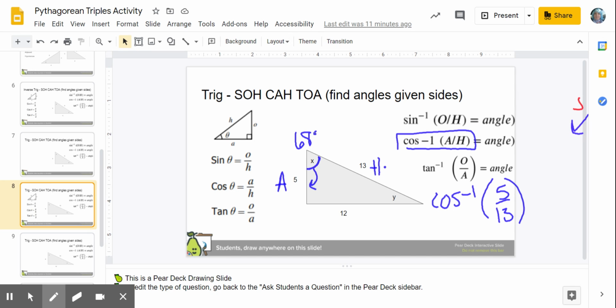Which angle is the 90-degree angle? What's it opposite? Where's the 90-degree angle? It's in the corner where the 5 and the 12 meet. And so what's angle Y? Do I have to measure it? Do I have to calculate it? We just got to subtract. Okay, 180 minus 90 minus 68 gives me what? 22. Awesome.